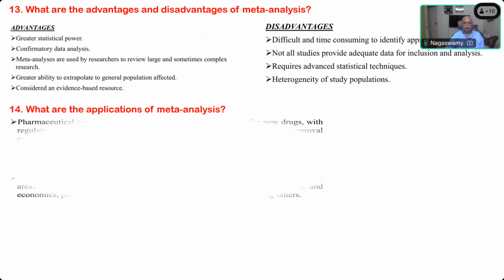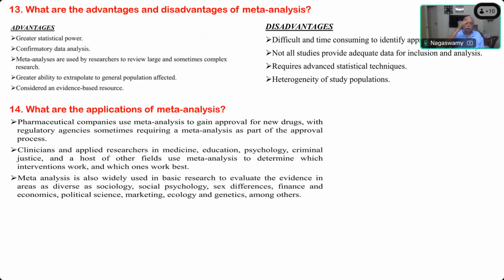What are the applications of meta-analysis? Pharmaceutical companies use meta-analysis to gain approval for new drugs. That is the main purpose. And clinicians and applied researchers in medicine, education, psychology, criminal justice, and a host of other fields use meta-analysis to determine which intervention works and which one works best. Meta-analysis is also widely used in basic research to evaluate the evidence in diverse areas such as sociology, social psychology, sex differences, finance and economics, etc. So it is useful not only for our medical field, but it is a general statistical topic.